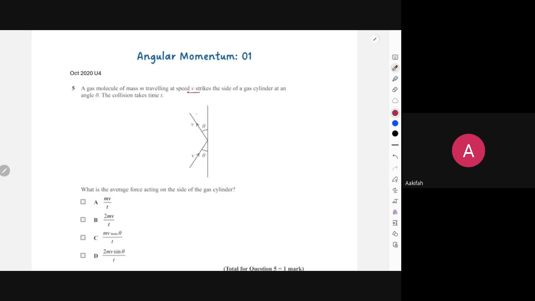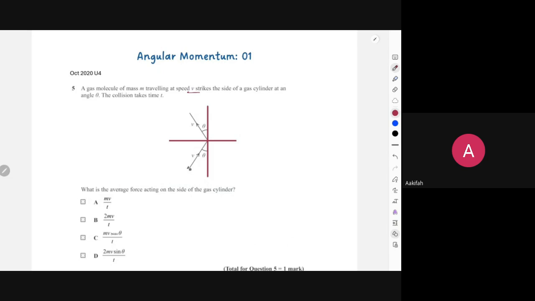It is stated: what is the average force acting on the side of the gas cylinder, not on the gas molecules, but specifically on the gas cylinder? Now, I'll obviously distribute the forces first. This is a vertical plane and this is my horizontal plane.